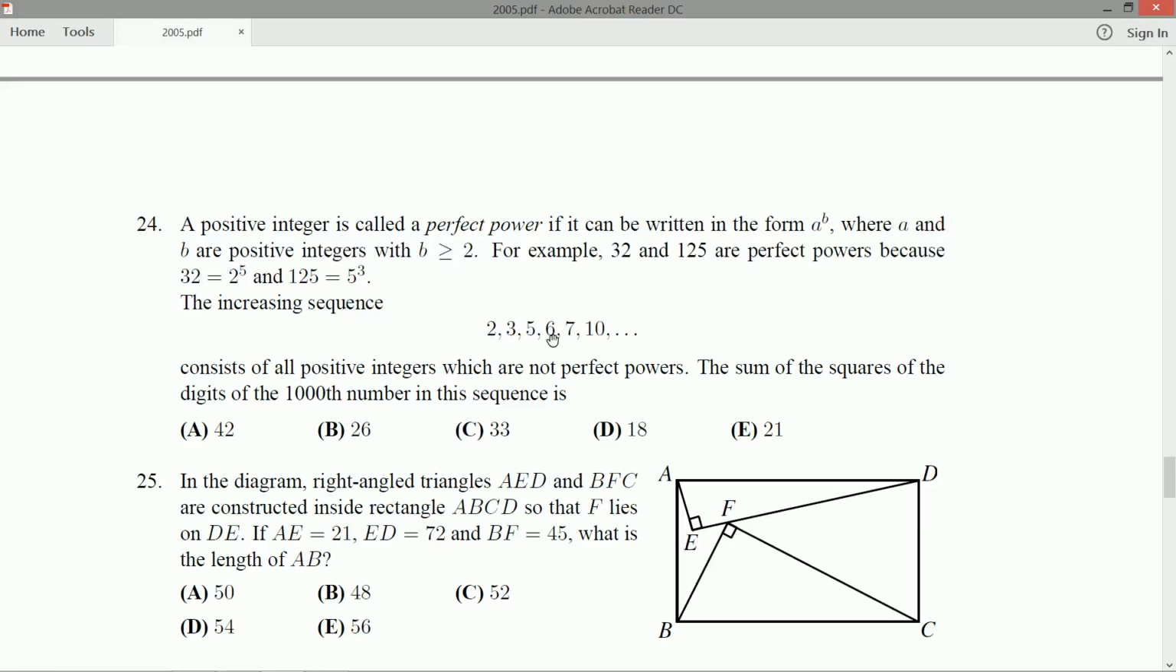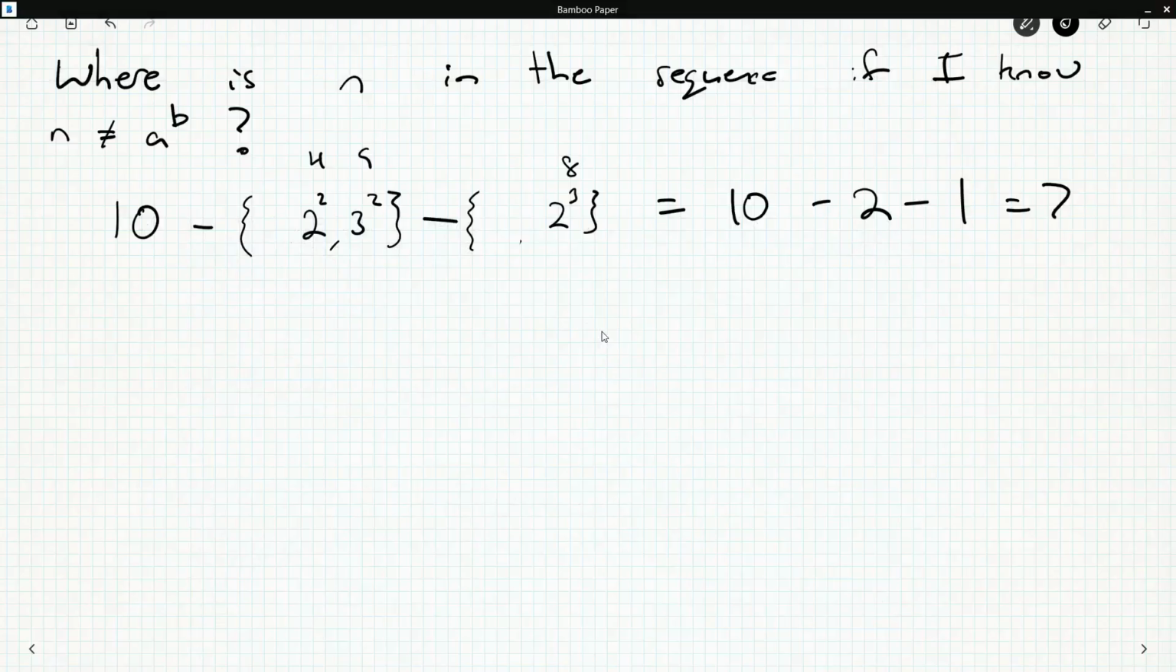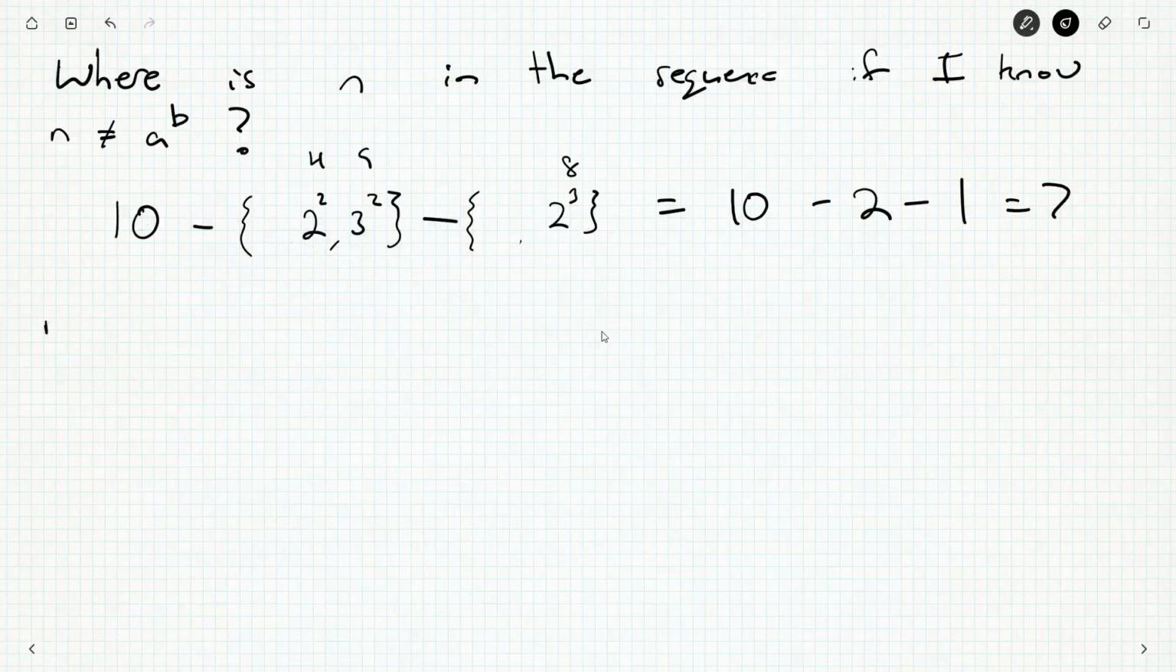And 1, 2, 3, 4, 5, 6. It's the 6th. Why? Because we haven't counted at least one of the 1s. So we start with n minus 1, so we subtract 1 for all the 1 to the b stuff. All of those are the same number.